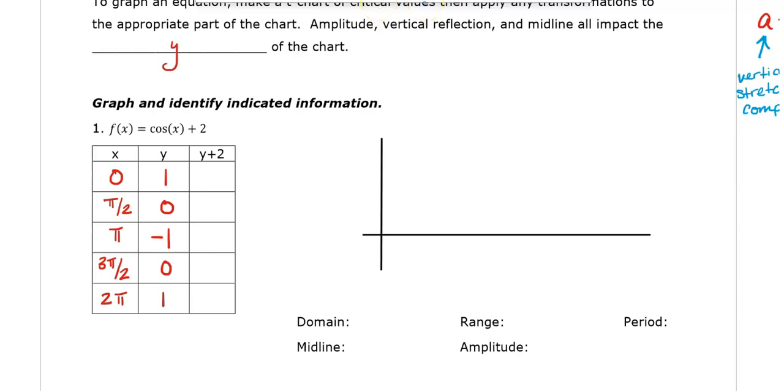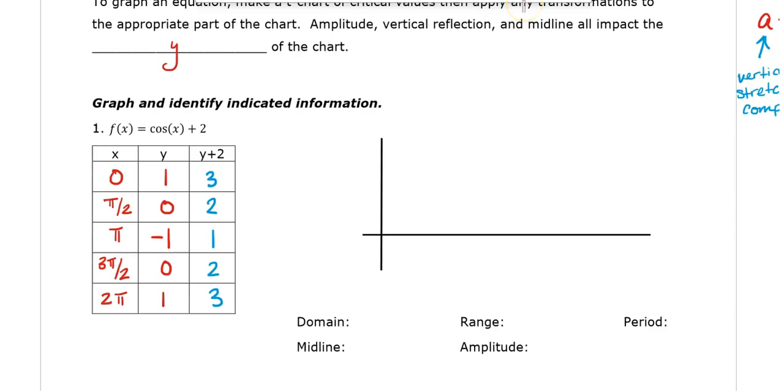Now I'm going to apply that transformation. Just like it says right here, it's going to impact the y values on the chart. So I'm going to take these y values and add 2 to them, because all I'm doing is taking this 1, 0, negative 1, 0, and 1, and moving them up 2. If I do 1 plus 2, I get 3. 0 plus 2, I get 2. Negative 1 plus 2, I get 1. 0 plus 2, again I'm back at 2. And 1 plus 2, I get 3. That's where I get all the new values of my graph.